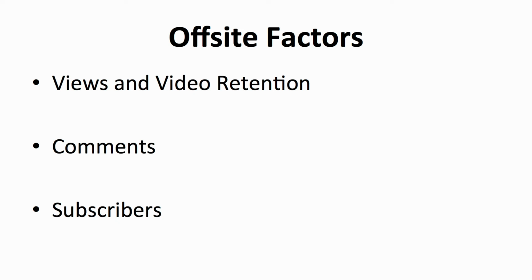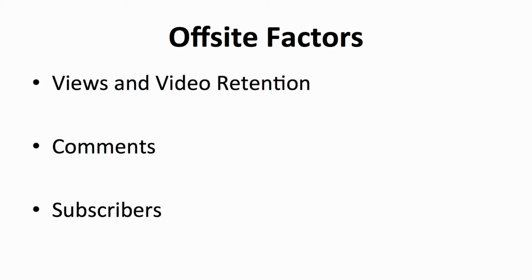First of all, the views and video retention. The more views you have, the more exposure your video has. This way, it improves the video's YouTube SEO. Second off-site factor is the comments on your video. Comments on your video give an authority signal to YouTube. If viewers have commented on your video, it means they have enjoyed the video, or at least they have watched the video until the end.